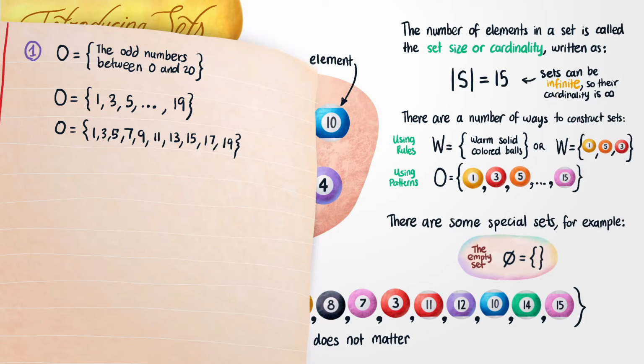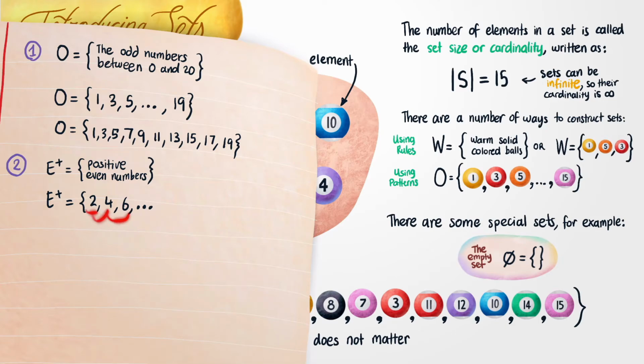So for example, let's consider the set of all positive even numbers this time. So this set E plus is, as we said, the set of positive even numbers. Again, you could leave it like that, but there are other ways to write it too. So using a pattern, we could start with a number 2, and then again go up by 2s. So in this case, we start with the number 2, and then we increase by 2s. So we've got 2, 4, 6, 8, etc.